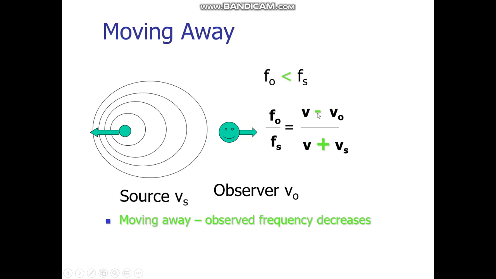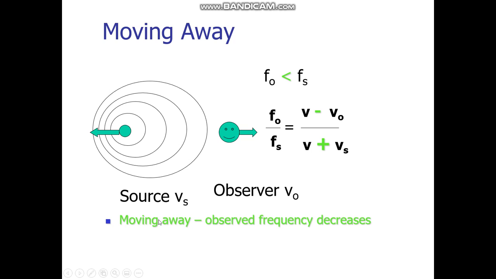We can subtract something from it. Because the observed frequency is on the top of the fraction, we would subtract the observer's velocity. So the velocity of the observer would be subtracted from the velocity of the waves. Don't forget that V stands for the velocity of the waves. VO is the velocity of the observer. If the source is moving, then the source's velocity must also decrease the observed frequency, and so the source velocity, in order to decrease this ratio, must be added to the bottom.